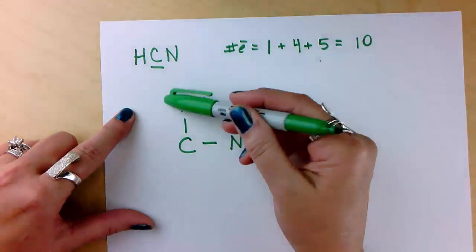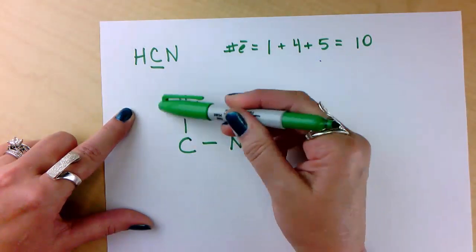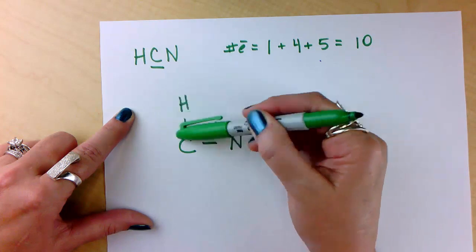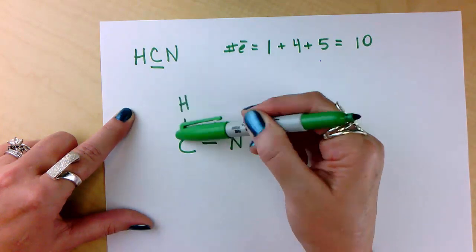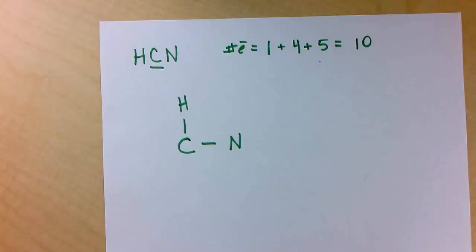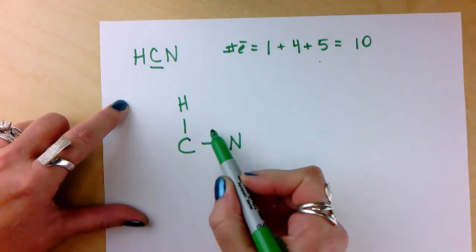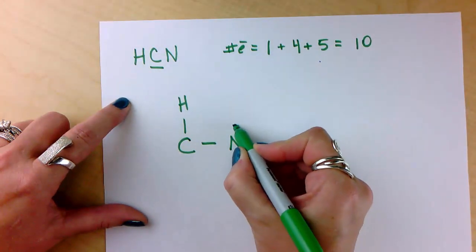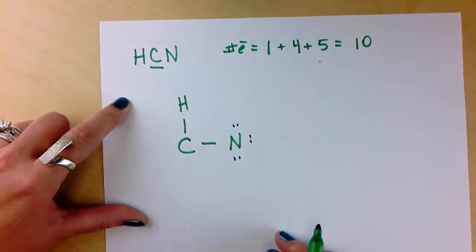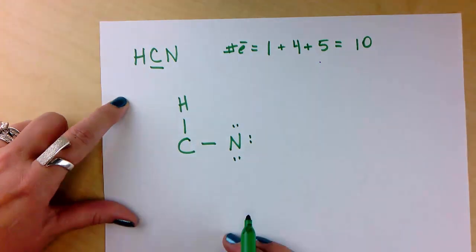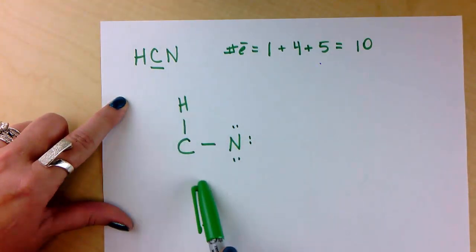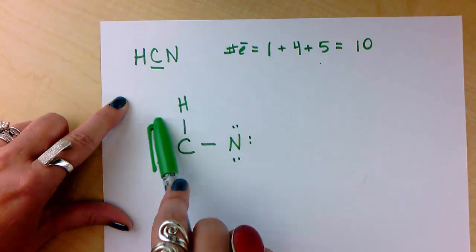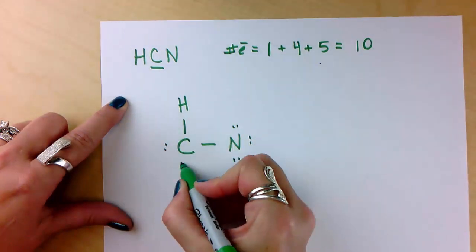How many does hydrogen have right now around it? Well, it has a single bond to it, and a single bond is 2 electrons, so it's done. Let's look at the nitrogen. It has a single bond around it, which is 2, so it needs 6 more: 1, 2, 3, 4, 5, 6. Carbon has 2 bonds around it, which is 4, so it needs 4 more: 1, 2, 3, 4.